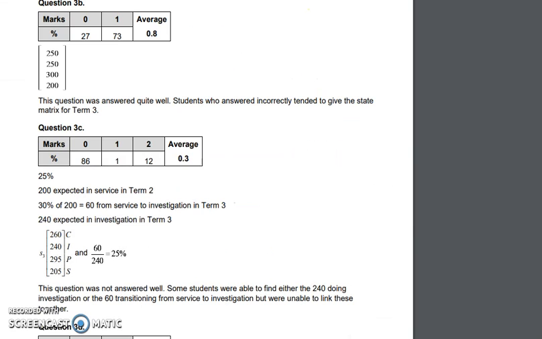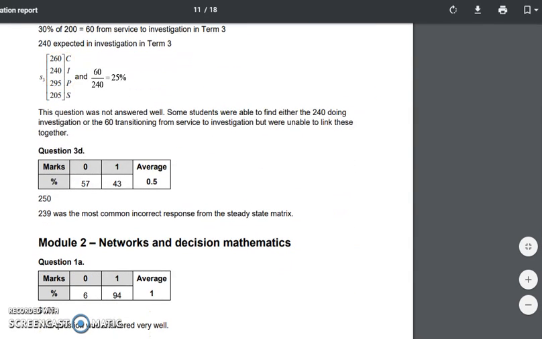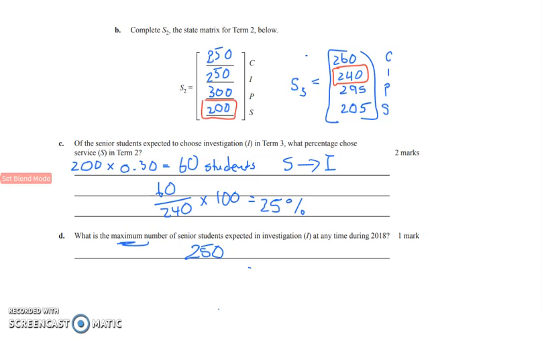So let's have a look at the assessor's comments for that one. And down here, question 3D, 250 was the correct answer. 43% managed to get this correct. The most common incorrect response was 239. Those students just wrote the steady state answer. Hopefully this has given you some hints of how to complete this style of question, working with percentages and working in transition matrices.